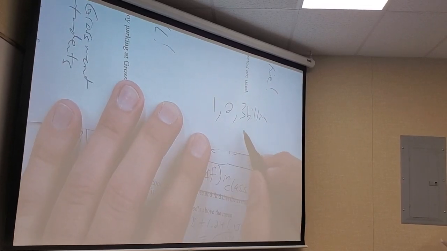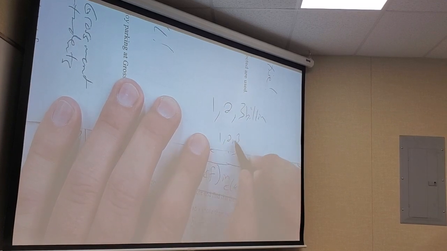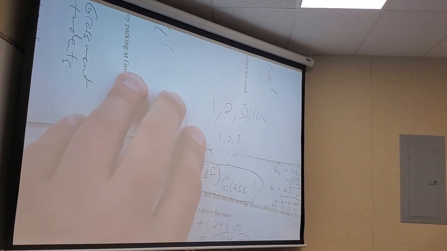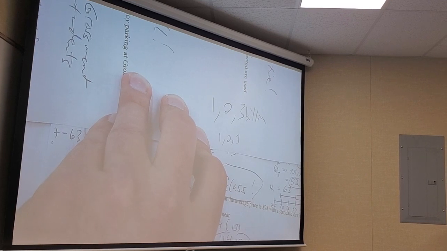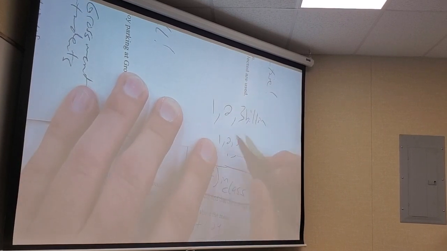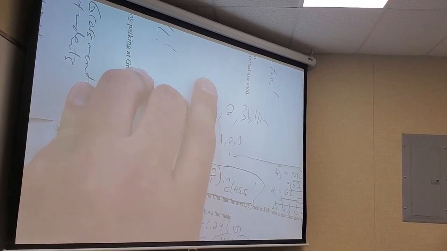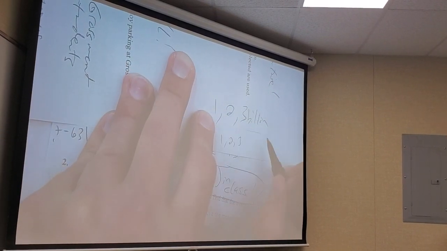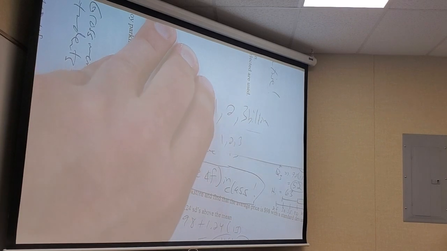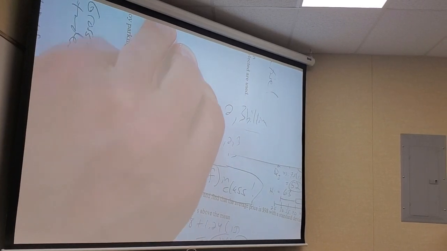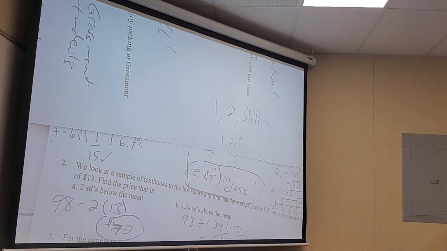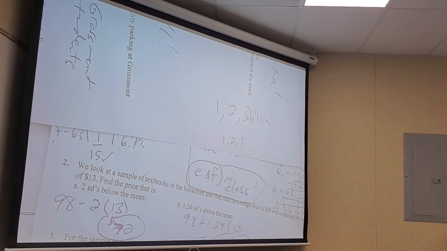What's the mean going to be for this? Will the mean be different between 1, 2, 3 and 1, 2, 3 billion? Yes. It'll be much closer to 3 billion. So that's not good. It'll be very vastly affected by 3 billion. It's going to be much higher than it would be otherwise.